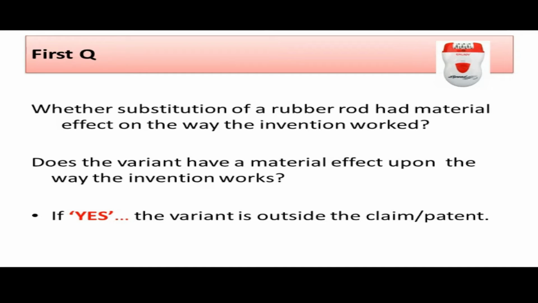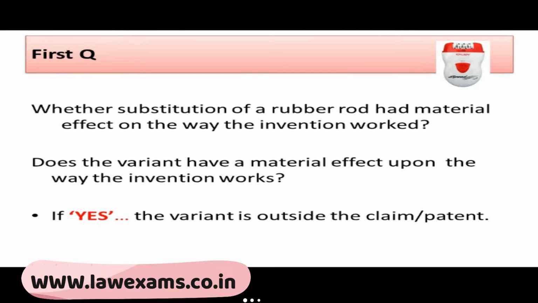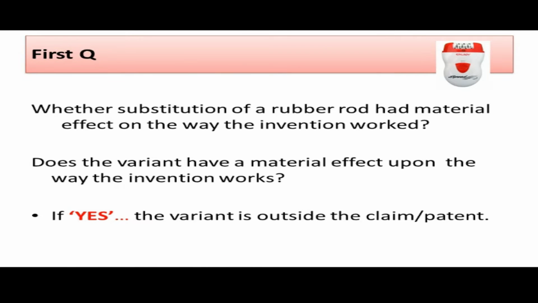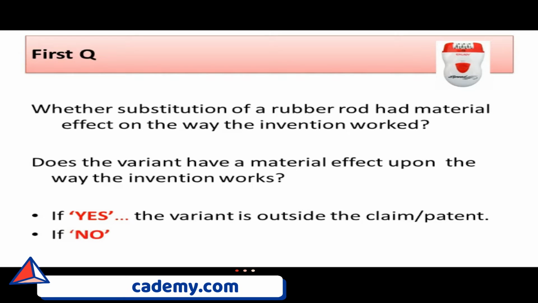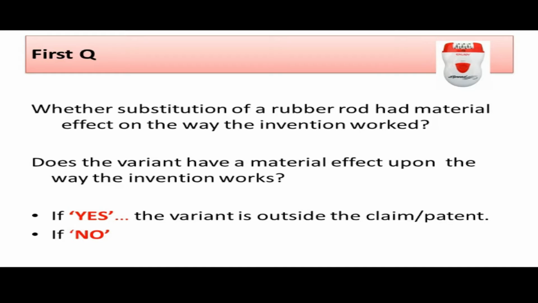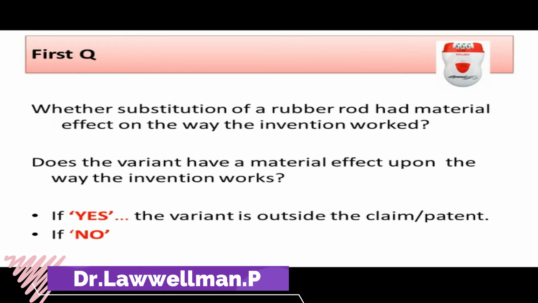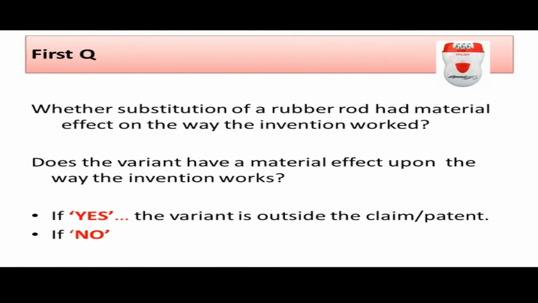And if the answer is yes, if there is a substantial difference in the way in which the defendant's invention worked, then the variant is outside the claim of the patent. It's a different variant, different substance, and it makes the product of the defendant different. So it is outside the claim of the plaintiff's patent. So it is not an infringement. If it is no, meaning to say, if the way in which the invention works has not substantially changed, even though the substance used is different, then it might amount to patent infringement, because there is no substantial change in the way the device works. Is the position clear? Are the questions clear? Is the explanation sufficient and adequate?